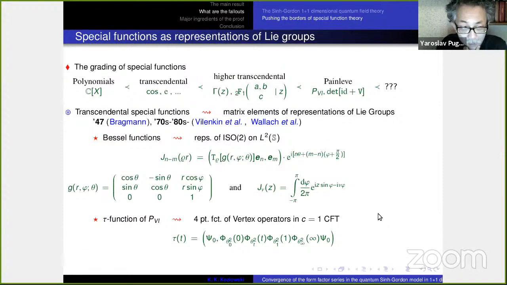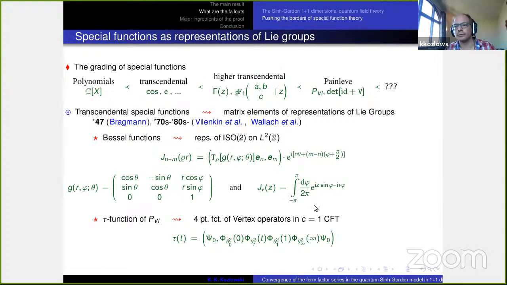Is it correct? Sorry? Tau function is an infinite series of 4-point functions, 4-point conformal blocks, no? I'm not a specialist, I'm just wondering. No, it's not a conformal block. Or maybe I'm wrong. Yes, it will be an infinite series of conformal blocks, a series of 4-point functions. I think it's a series of lower conformal blocks, but you start with the 4-point function. Okay, I'm just asking.